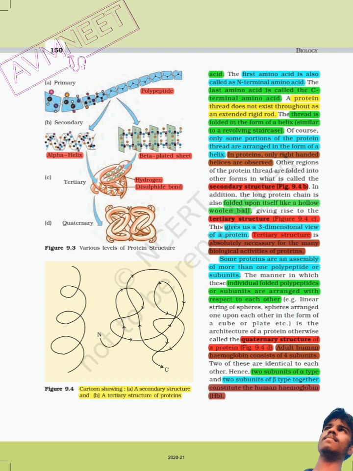Some proteins are an assembly of more than one polypeptide or subunits. The manner in which these individually folded polypeptides or subunits are arranged with respect to each other is the architecture of a protein, otherwise called the quaternary structure of a protein. Adult human hemoglobin consists of 4 subunits. 2 of these are identical to each other. Hence, 2 subunits of alpha type and 2 subunits of beta type together constitute the human hemoglobin.